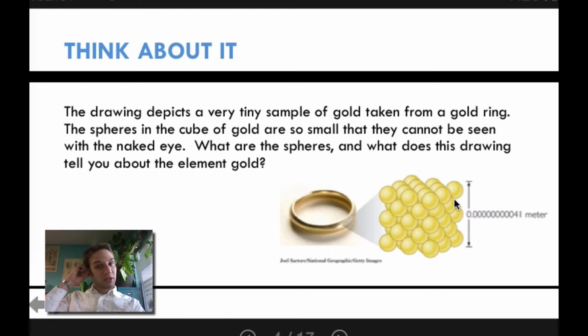Now, in class, we talked about how this is a model of a chunk of gold, and models help us visualize things that are too small to see. And so we said that these individual spheres were individual gold atoms. And of course, we cannot see atoms with our naked eye, but we can see atoms using the assistance of certain microscopes.